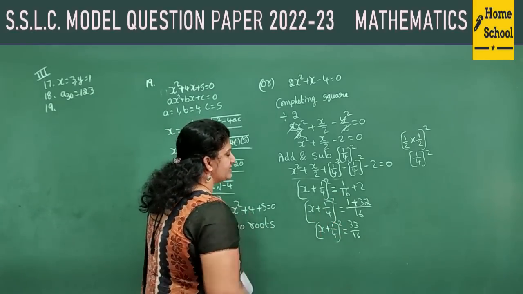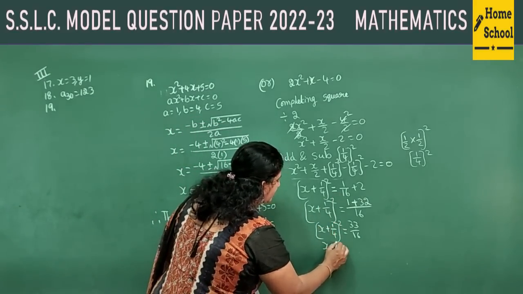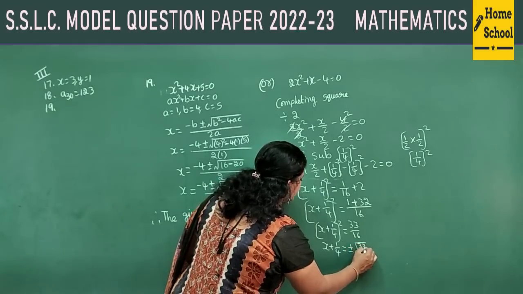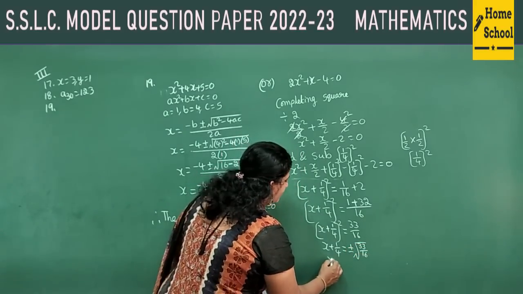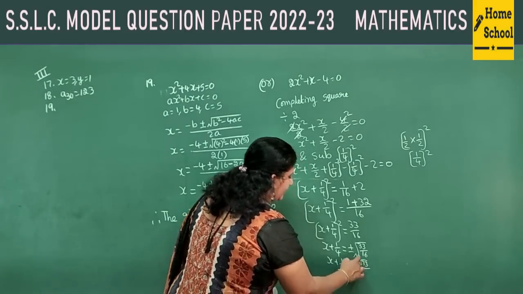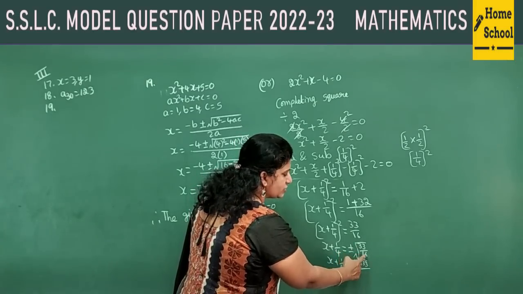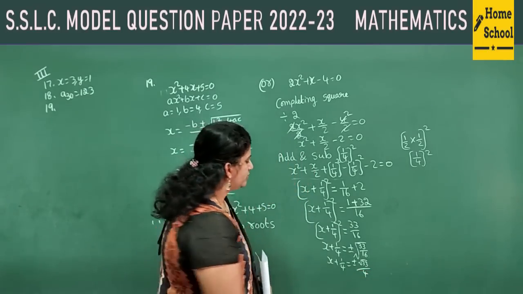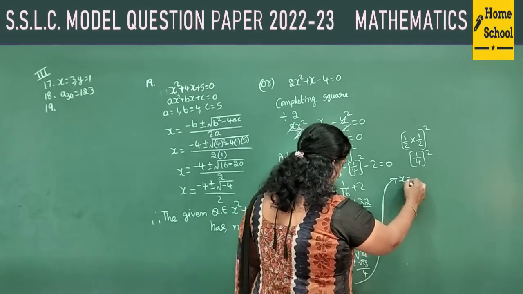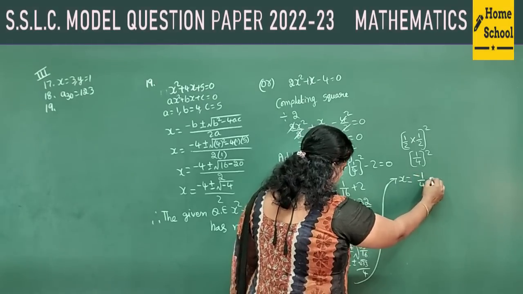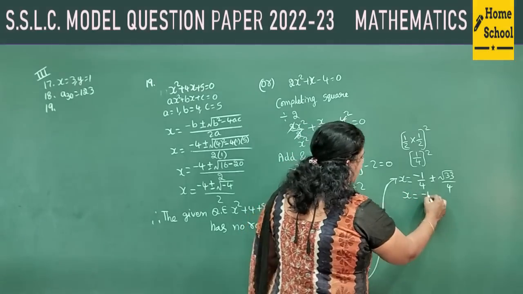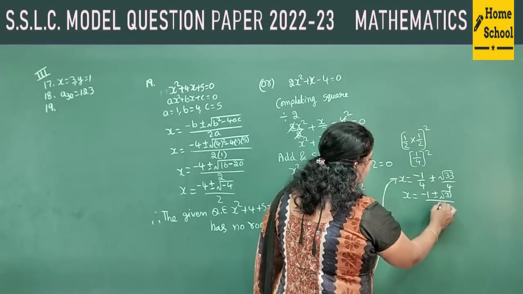Whole square, if you send other side, you will be applying square root. x plus 1 by 4 is equal to plus or minus square root of 33 by 16. x plus 1 by 4 is equal to plus or minus root 33 by, this root 33 we cannot take it out, whereas root 16 I can write it as 4. So transpose 1 by 4 also other side. x is equal to minus 1 by 4 plus or minus root 33 by 4. So do LCM. Minus 1 plus or minus root 33 by 4.